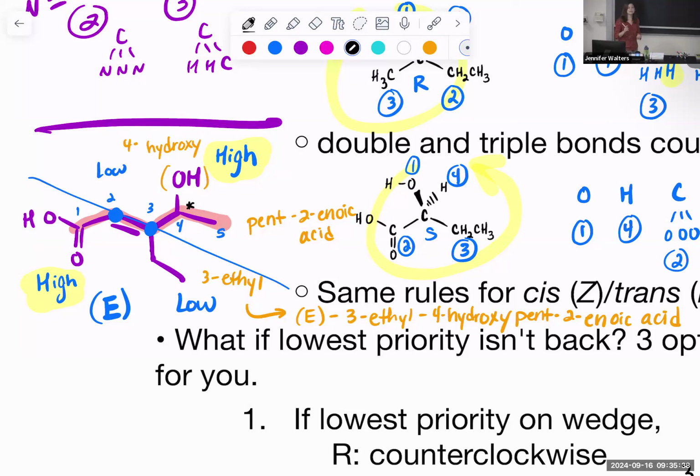Why don't I assign R and S for 4 if it's chiral? What's up? So the E is talking about the alkene stereochemistry. So why don't I have to account for the stereochemistry of carbon 4? Go ahead and try. Try to assign R and S.